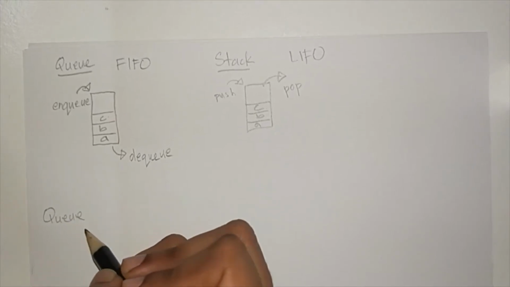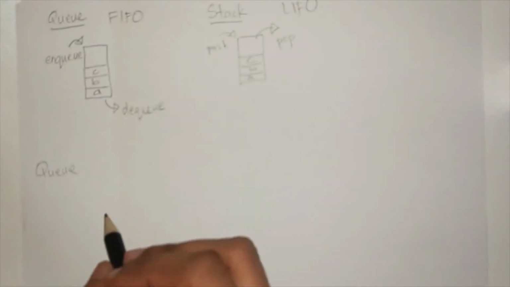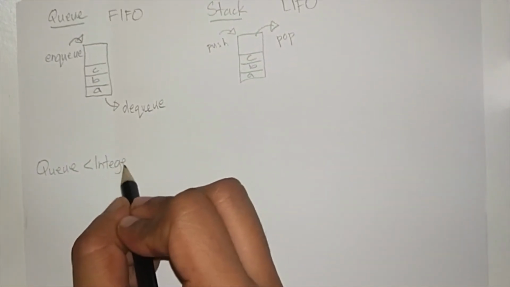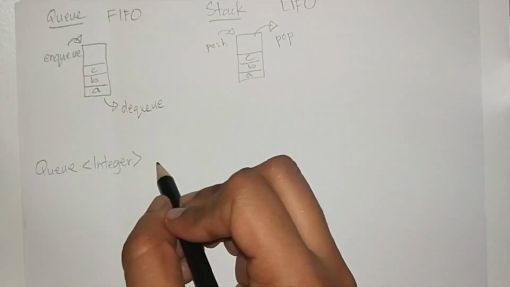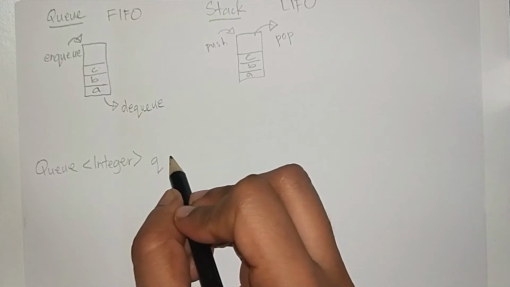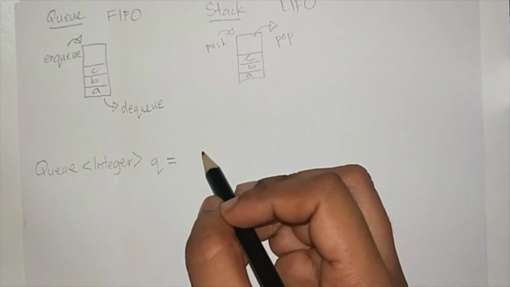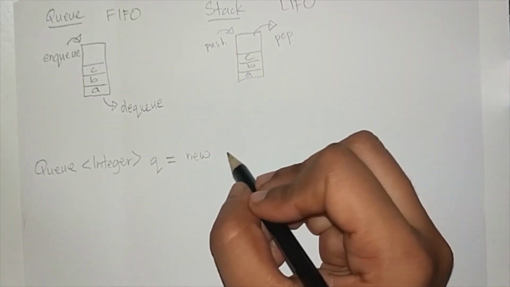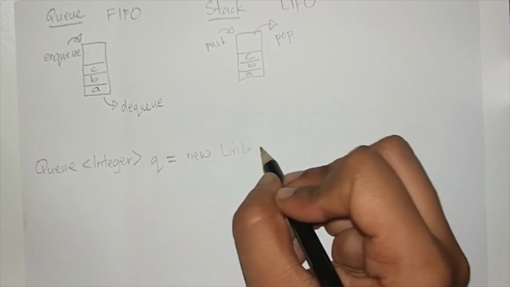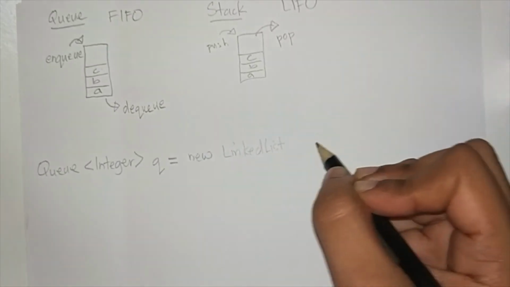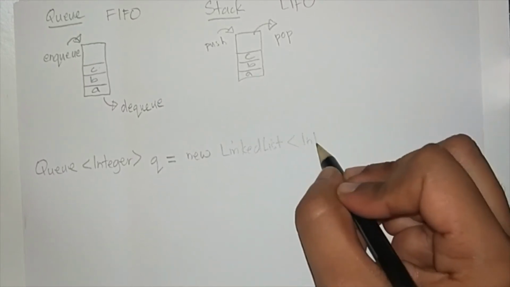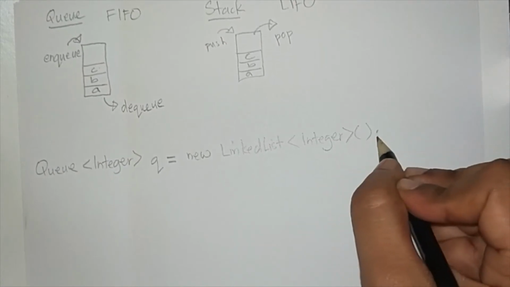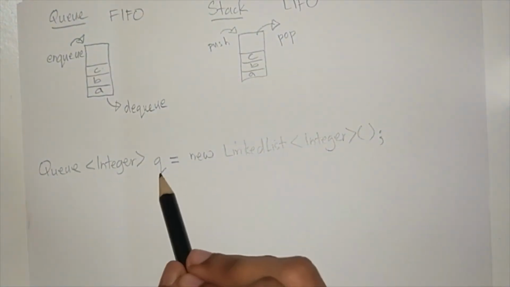So I'm just writing the code here, right? So Queue, and then you have to use the wrapper class Integer. I'll explain that in a little while. And the name of my queue, I'll just call it queue. Okay, so this is equal to a new LinkedList class instance, right? So LinkedList, and it's the wrapper class Integer. And this is how you create a new queue in Java.